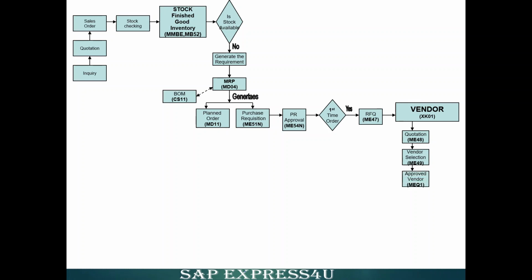Okay, so now the vendor is approved. Vendor selection in ME14, and after that the vendor is approved. Yes, we are going to procure from this vendor only. Now we are going to raise a purchase order to the vendor, ME21N. The purchase order is a legal document. Till now the purchase requisition, quotation and vendor selection are not legal documents, they are just formal documents, but when a purchase order is raised, it is a legal document.